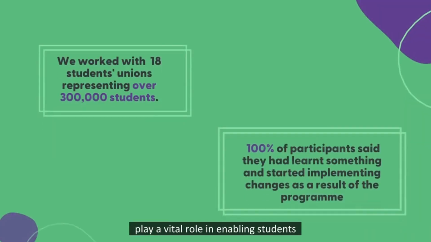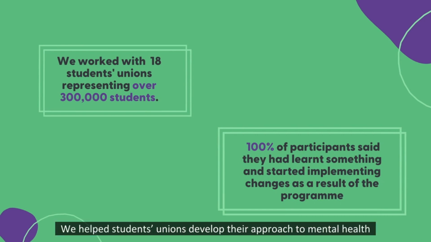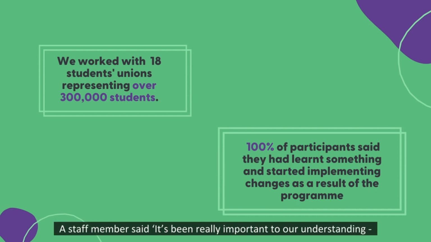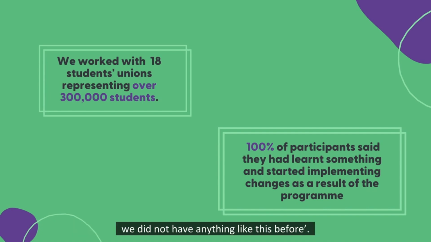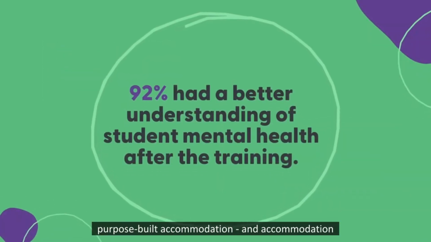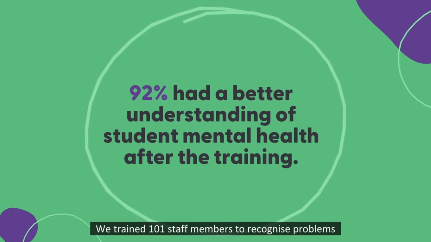Student unions play a vital role in enabling students to make connections at university. We help students' unions develop their approach to mental health and better support their student communities. A staff member said, "It's been really important to our understanding. We did not have anything like this before." Many students live in purpose-built accommodation, and accommodation staff can be the first person to notice a student is struggling. We trained 101 staff members to recognise problems and help students get support.